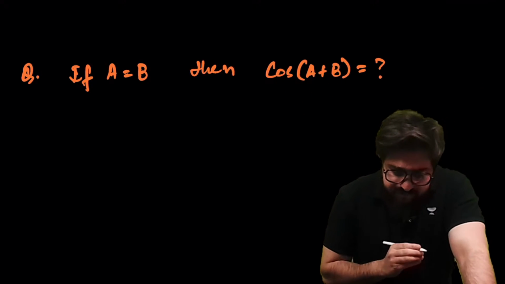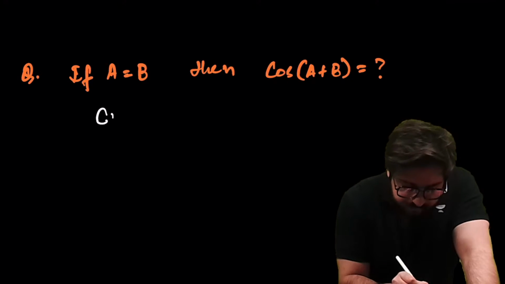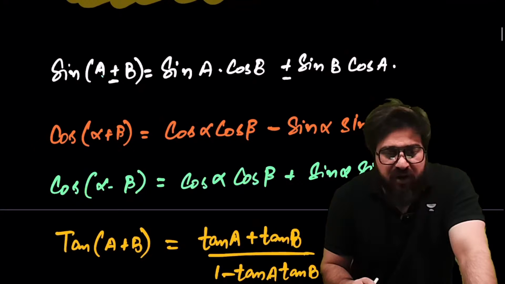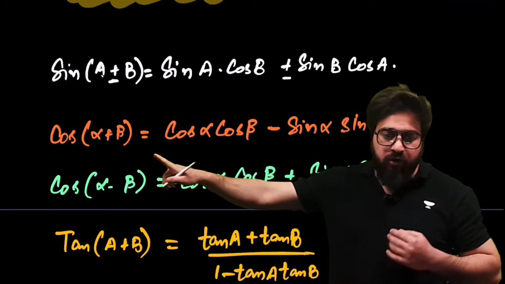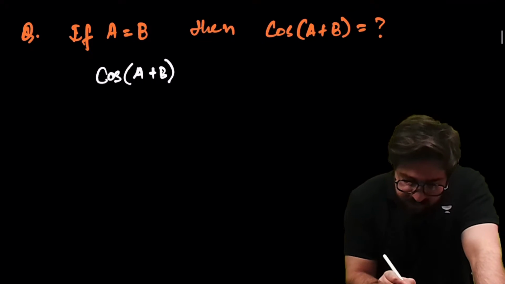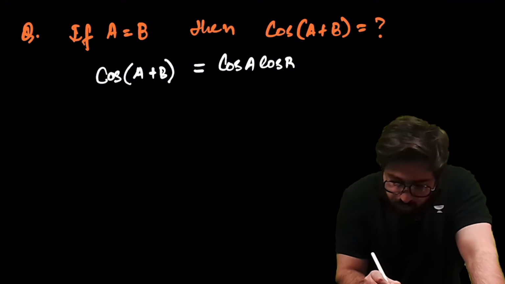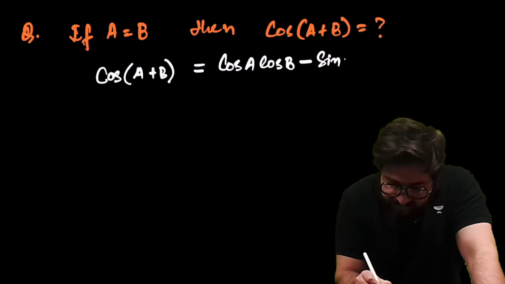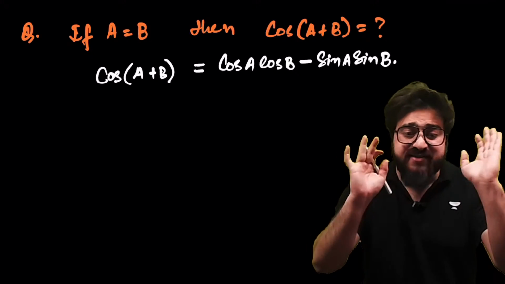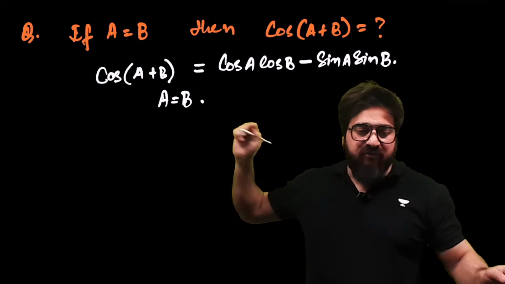In this case, we know that when it comes to cos of A plus B, what is the formula for cos of A plus B? Cos A cos B minus sin A sin B. Cos A cos B, we can write it simply, this is nothing but cos A, we can write cos B, minus sin A, sin B in this case. Now, the question says that A is equal to B. A is given equal to B.